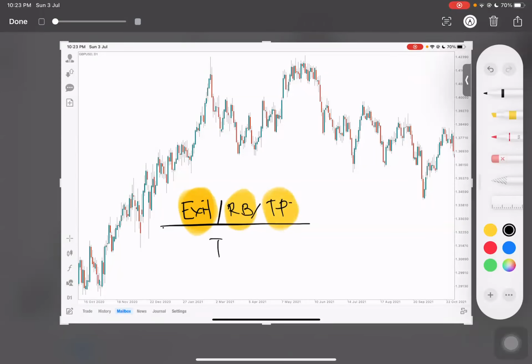Okay, so which time frame should I check all of these things? Your entry time frame, let's say your entry on H4, you can check on H4 or H1.